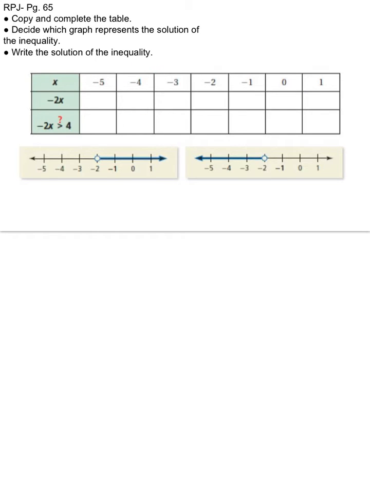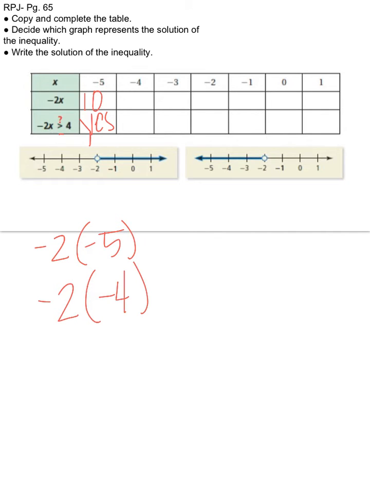So for this first one, I'm going to do negative 2 times negative 5, and that gives me 10. So just like we did at the beginning of the week, is that greater than 4? Yes. So this works. So now I'm going to try the next one. Negative 2 times negative 4 is 8. 8 is greater than or equal to 4. Yes. Go ahead and fill in the rest of the table.